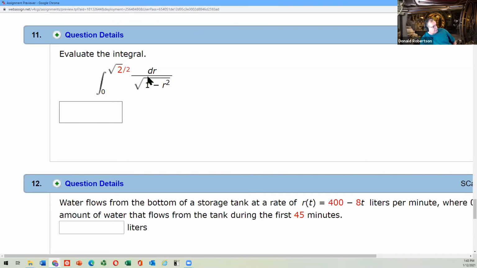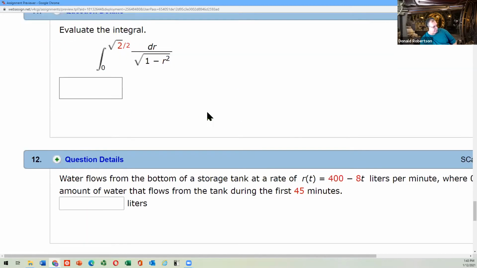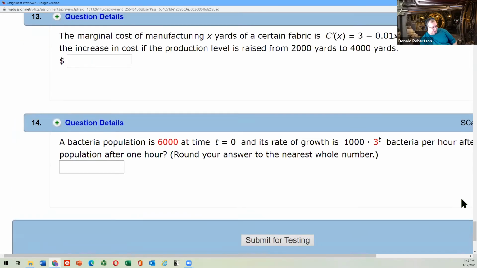Oh, they put in a number just to be awkward. So they've made a definite integral again. Forget about the root 2 over 2. We'll worry about that in another day. What is the integral of 1 over the square root of 1 minus r squared? Because it is in my list of standard integrals. Is that inverse sine? It is, in this case, inverse sine of r, because the letter is r. There's some puzzle questions, and we are done.